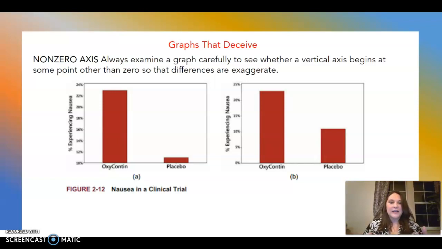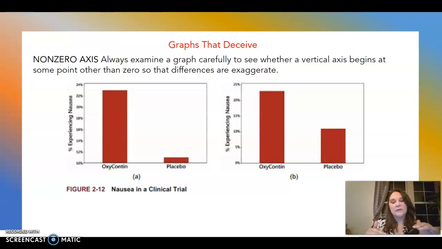But if you look at this deceiving graph, it appears on the left that OxyContin has way more percentage of people that experienced nausea compared to people that were taking the placebo, but that's because they didn't start at zero when they looked at the vertical increments. And by doing that, it made it appear as though OxyContin had way more of a nauseous effect than the placebo did.